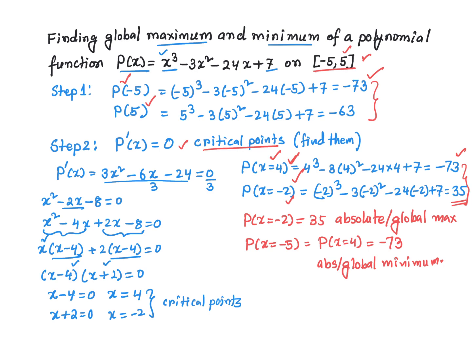And then you compare both sets of values. The maximum value in these two sets is the absolute maximum or global maximum for this function. And the minimum value from this set is the absolute minimum or global minimum for the function.